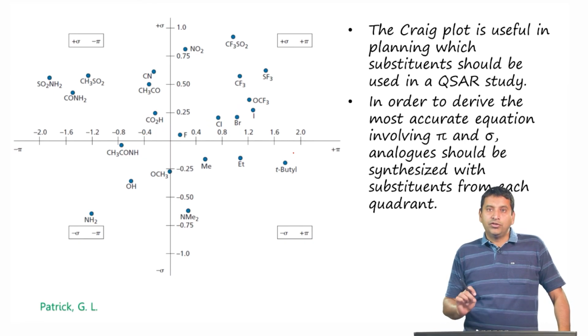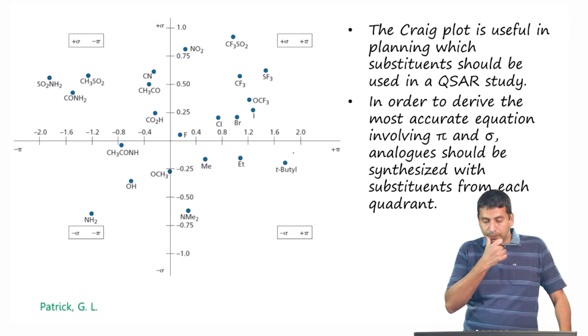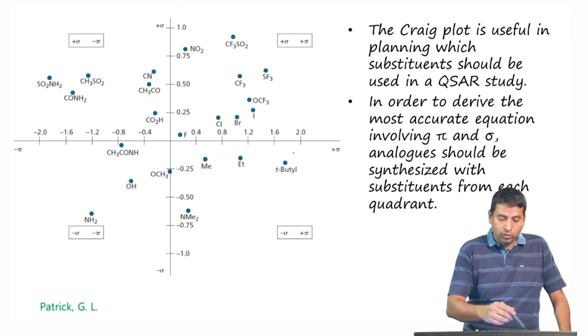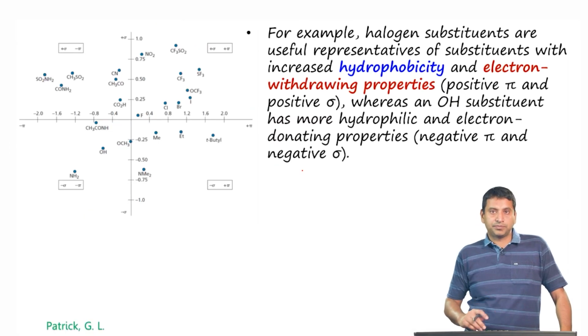So, the Craig plot is useful in planning which substituents should be used in a QSAR study. In order to derive the most accurate equation involving pi and sigma, analogues should be synthesized where you have substituents from each quadrant. So, in order for you to make a good interpretation of the Hansch equation or a QSAR study, we need to have substituents in each of these quadrants.